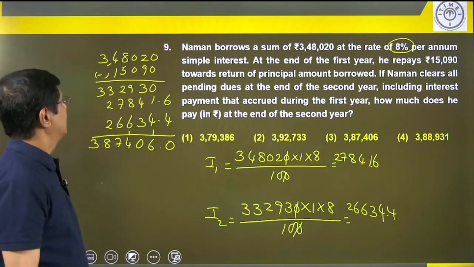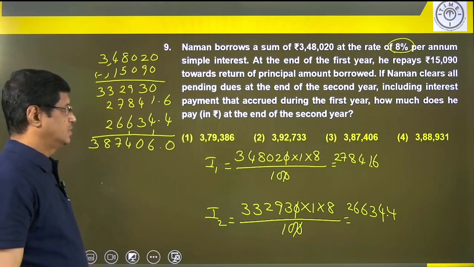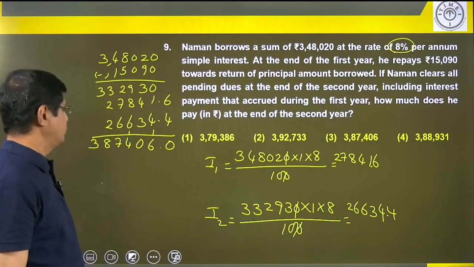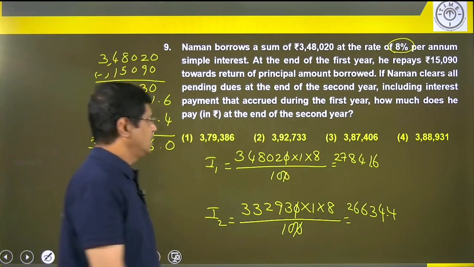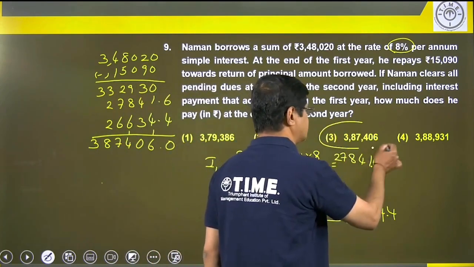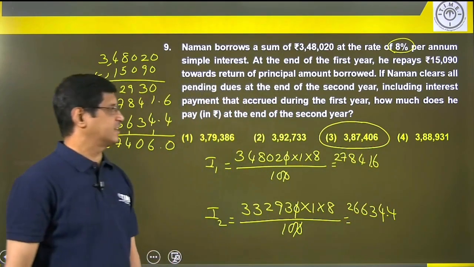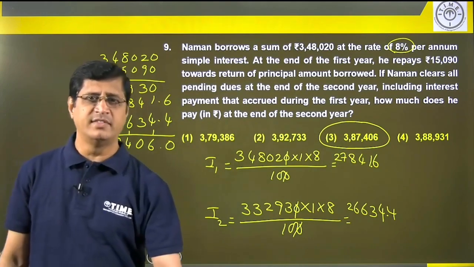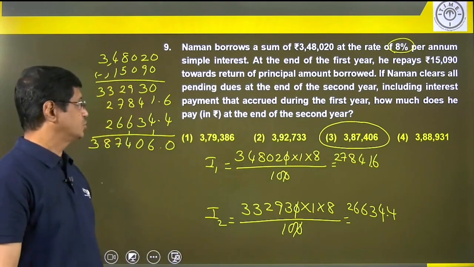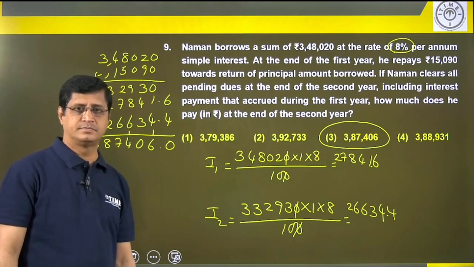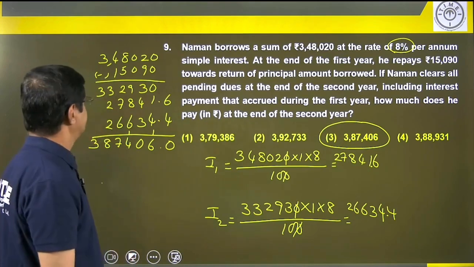So what is the right choice? Please check it. So 387,406. 387,406 means 3,87,406. Answer choice option 3. Third choice is the right answer. Okay. Next.